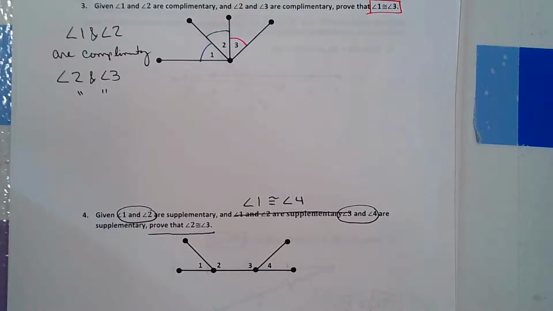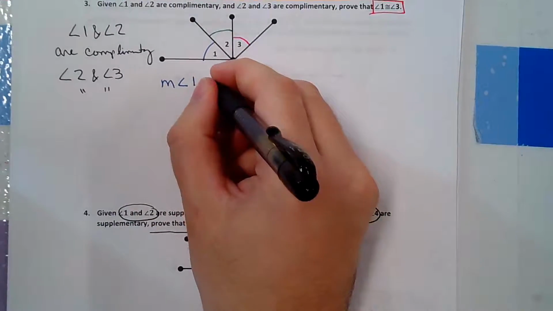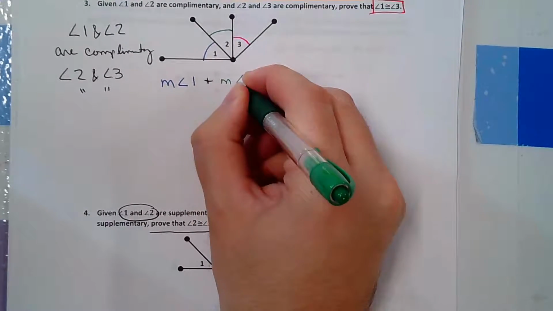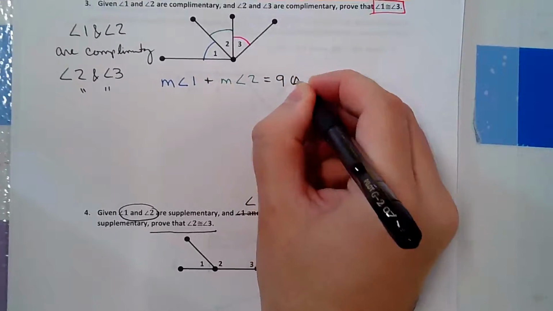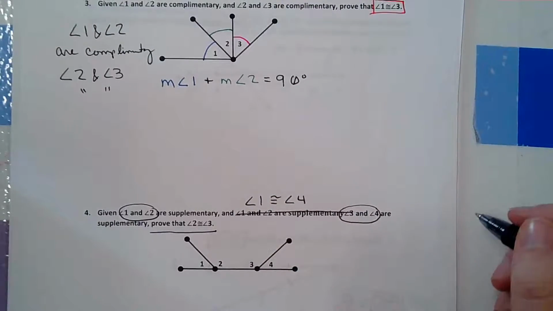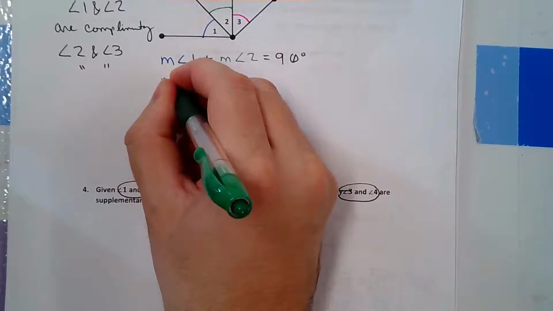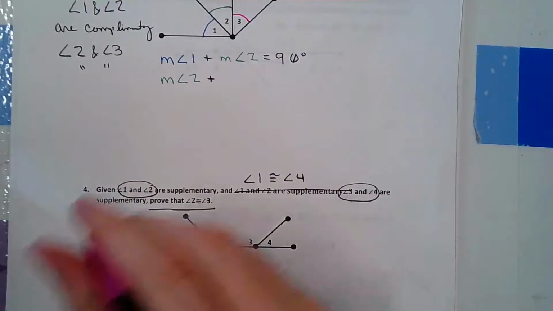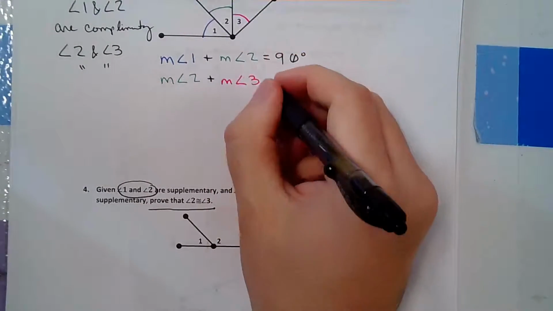So I know that angle 1 plus the measure of angle 2 must add up to 90. Write what you know. 90 degrees. Well, I also know that measure of angle 2 plus measure of angle 3, it's my pink angle, adds up to 90. So again, write it down. I don't even know if this is useful, but I'm going to write it down.